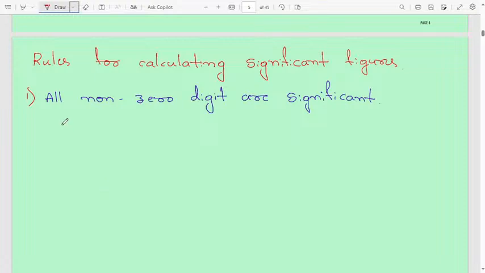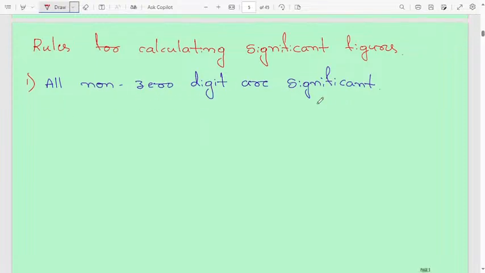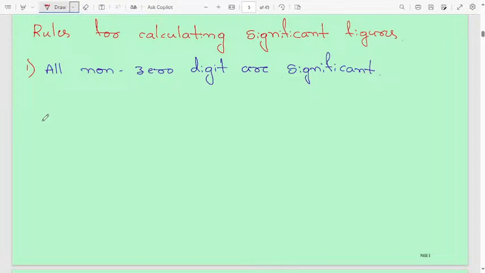Okay, let us consider the first rule. All non-zero digits are significant. All non-zero digits means the digits that do not contain zero. I will give the example here.